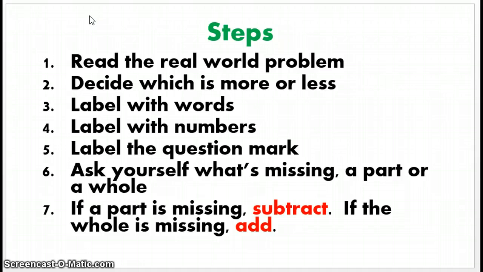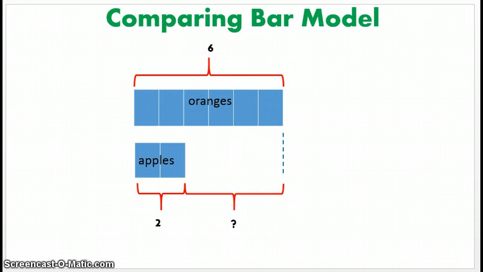Okay? So before we actually do a real world problem, I'm just going to talk about the basic parts of a comparing bar model. I'm showing you a really simple bar model with easy numbers. Here, if you notice, we have 2 bars. One bar is bigger than the other bar. We are comparing 2 things. We are comparing oranges and we are comparing apples. We have 6 oranges and we have 2 apples.